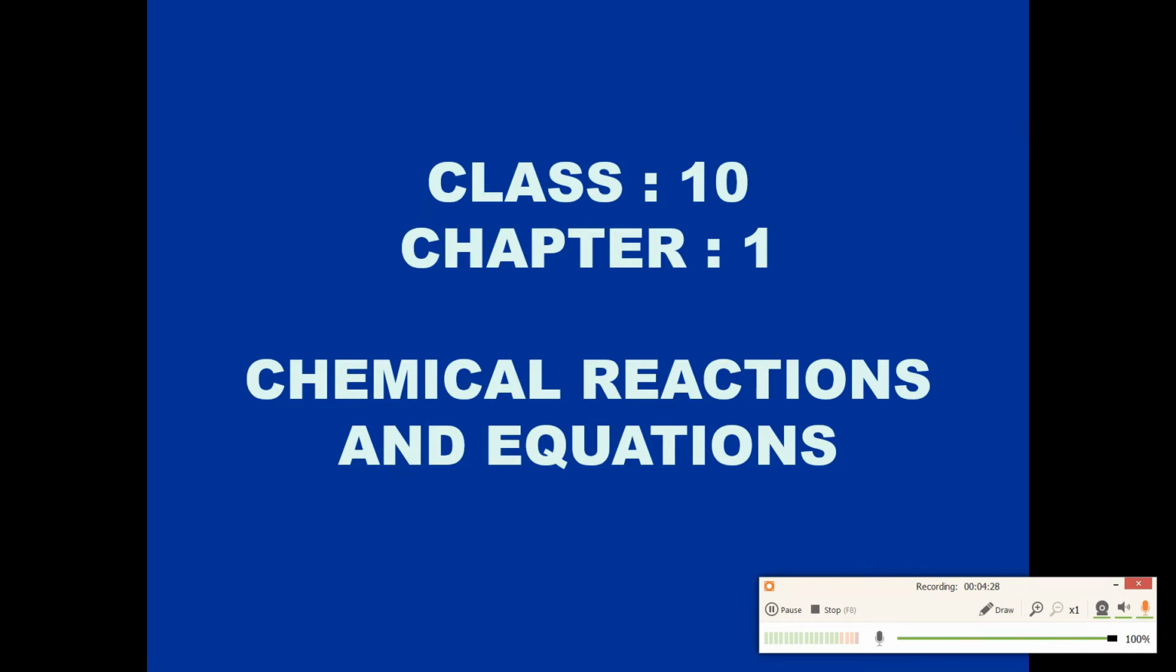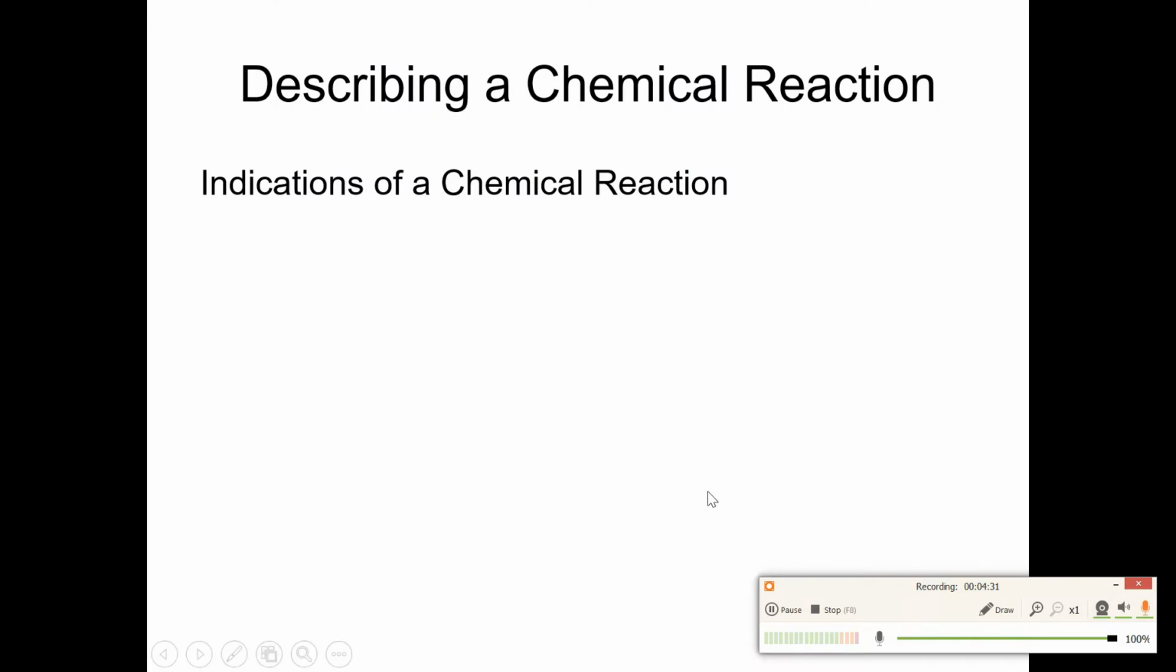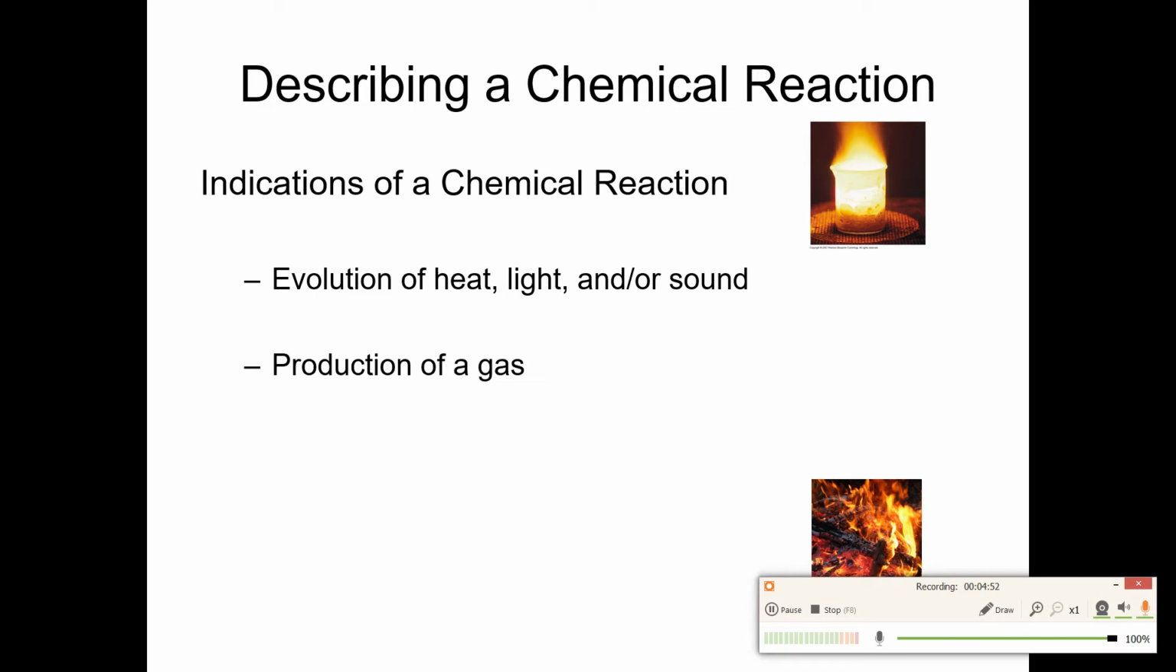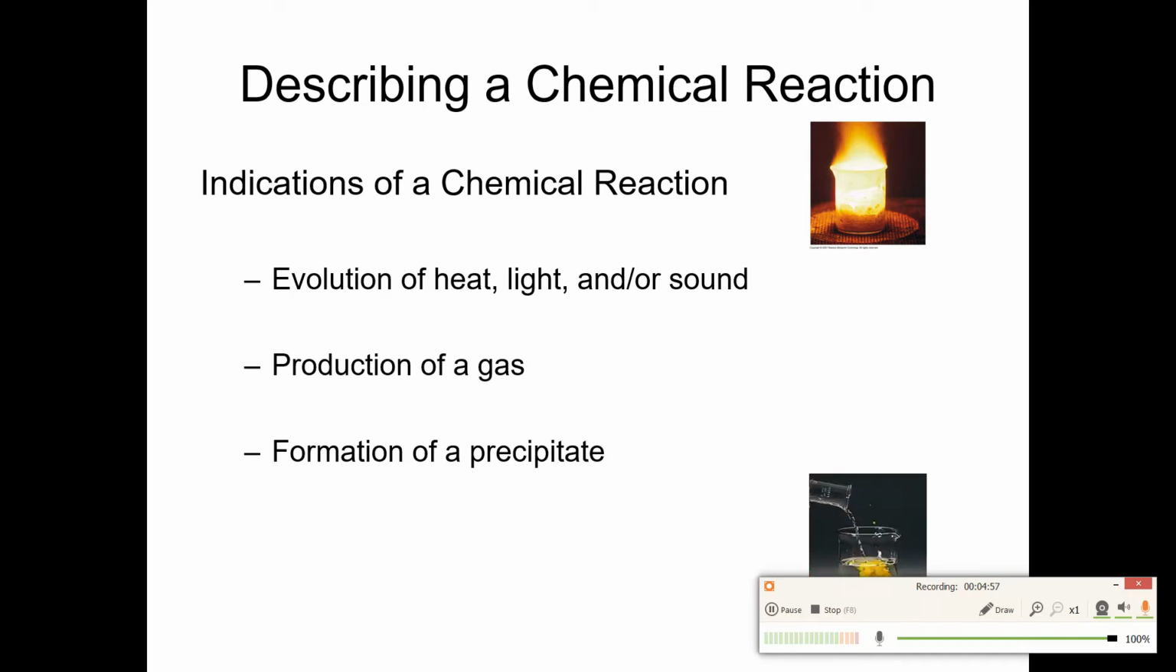So let's get started. The first topic of our chapter will be describing a chemical reaction, and here we will see what the various indications of a chemical reaction are. When any evolution of heat, light or sound is produced, then we can say that a chemical reaction has taken place. Production or evolution of any gas is also a chemical reaction. Formation of a precipitate, meaning deposition of a solid, is also an indication of a chemical reaction. Color change is also a very important phenomenon that tells us that a chemical reaction has taken place.